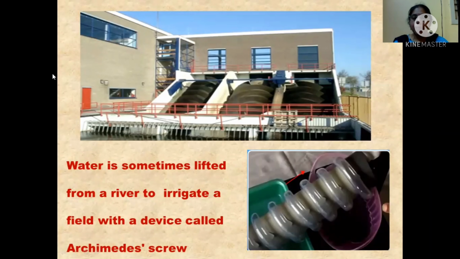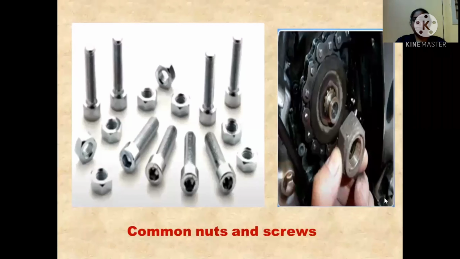Water is sometimes lifted from a river to irrigate a field with a device called the Archimedes screw. Each time the screw turns, it lifts the water a little bit higher up inside a tube. The common nuts and screws used for fixing parts of engines and machineries work together in the same way.